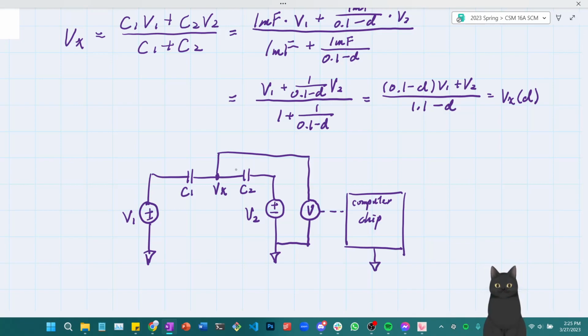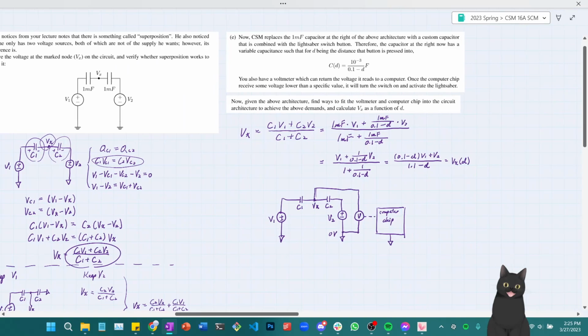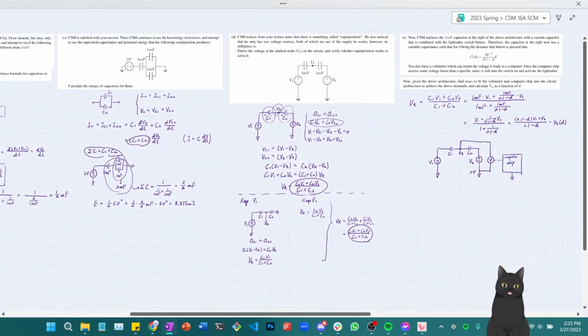So keep in mind that the voltmeter has to connect from Vx to a ground node where the voltage is 0V, such that the difference the voltmeter measures is Vx minus 0V, which is equal to Vx itself. So we have solved the entirety of question 2 from here.